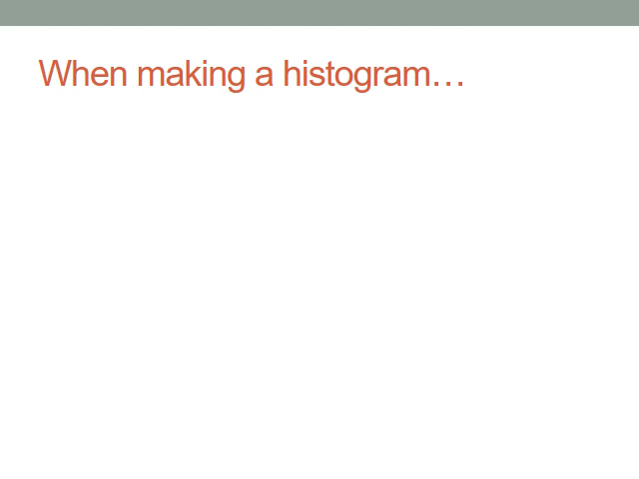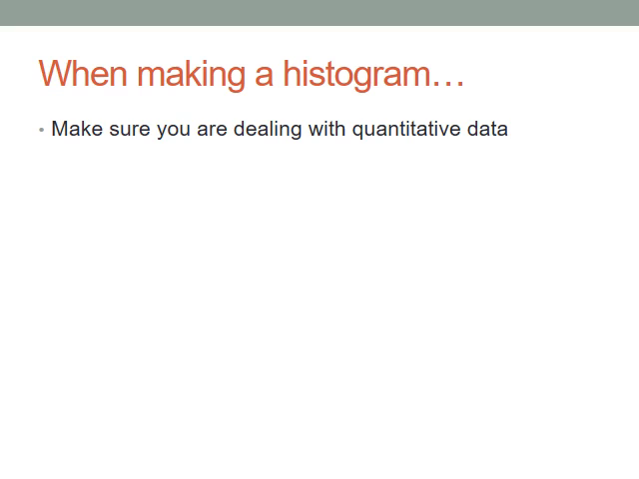So just like with categorical data, there are some things that we want to keep in mind when creating graphs for quantitative data, specifically histograms. First, we want to make sure we're dealing with quantitative data. Since histograms and bar graphs look very similar, we need some mechanisms for making them look different so we know what kind of data we're dealing with right off the bat.